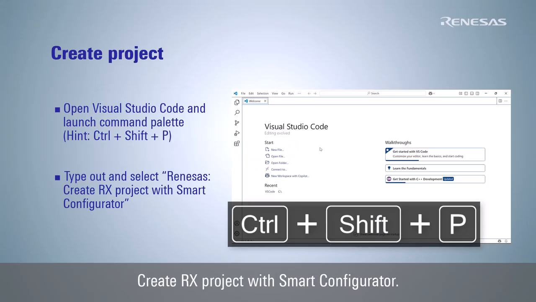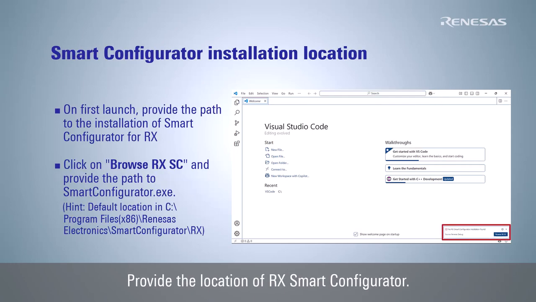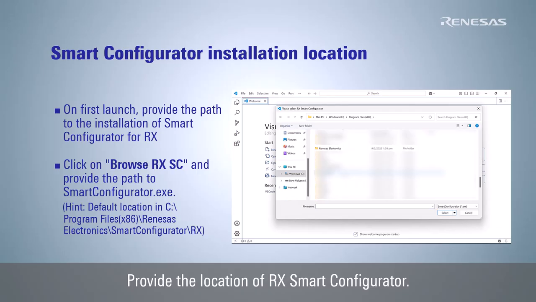Open the Visual Studio Code application and launch the command palette. Enter Renesas, Create RX Project with Smart Configurator until the option appears in the drop-down list. Click on this option. If you have not launched Smart Configurator from Visual Studio Code before, you will be prompted to provide the location of the installation. Click on the Browse button and provide the path to smartconfigurator.exe.